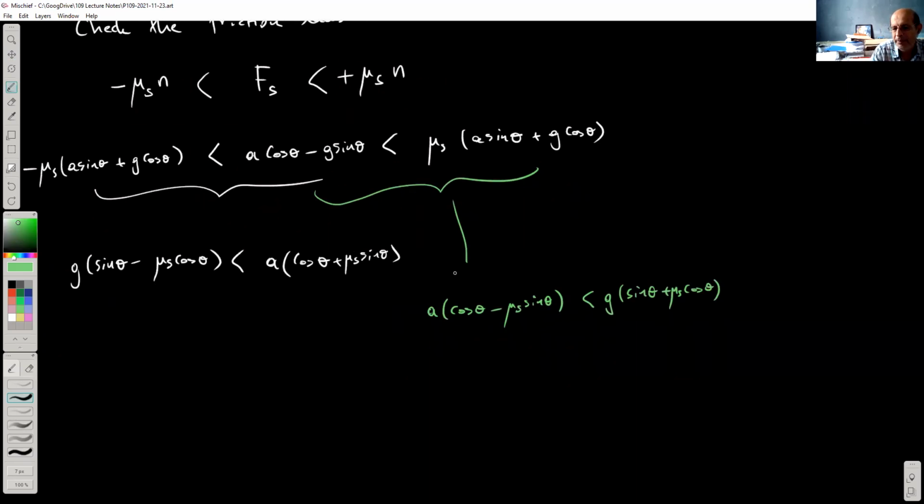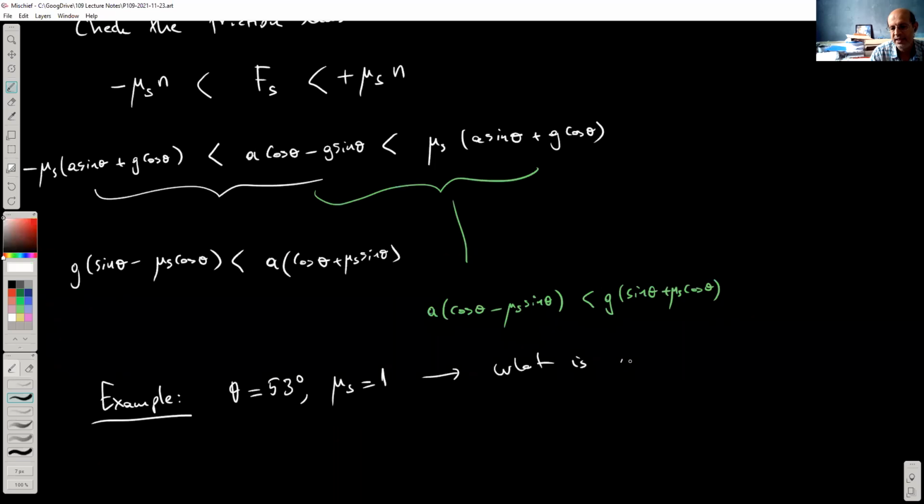What I meant by crowded are basically these equations. At least for symbolic solutions, these are a little bit complicated, but these are the ones that you need to solve. So I'm just going to give some examples. Let's say theta is equal to 53 degrees, and let's say μs is equal to 1. And the question is, what are the maximum and minimum accelerations? What's the interval of acceleration that we should have so that this block doesn't slide?